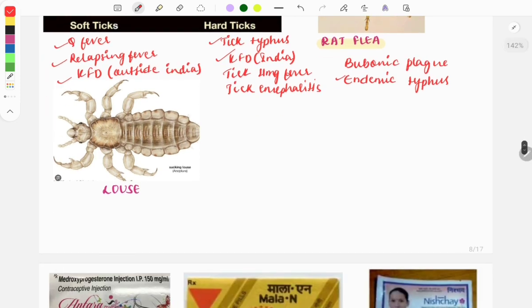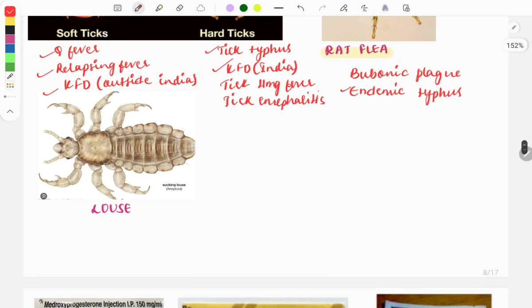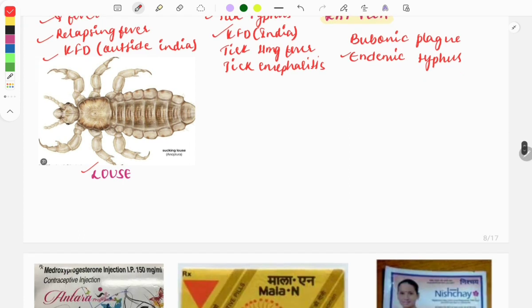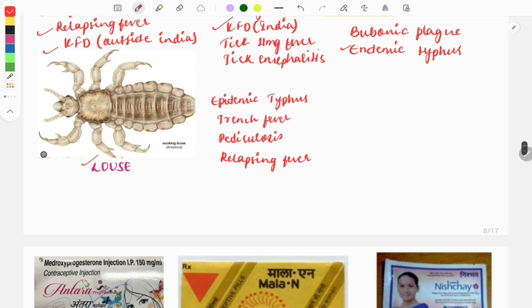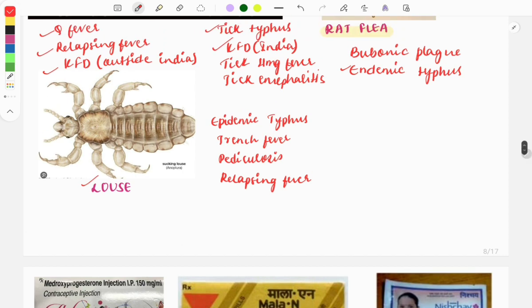Then moving on to the next image, as you can see here, this is the image of the louse. This louse also causes a lot of disorders, and let's look at them: epidemic typhus, trench fever, pediculosis, and relapsing fever. So these are some disorders caused by the louse.